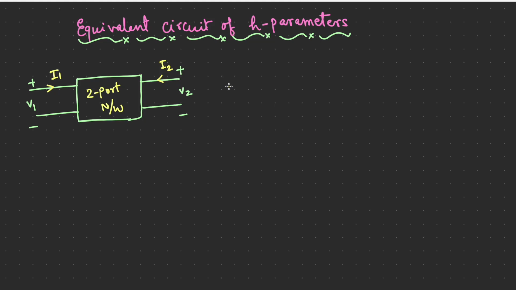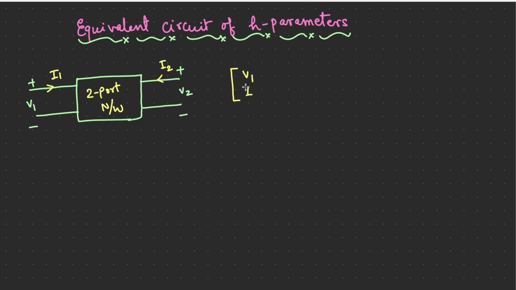So in continuation with the study of two-port networks, in this video I will be covering how to find the equivalent circuit of H parameters and how to solve problems related to H parameters. So first of all, let us write the H parameters equations.